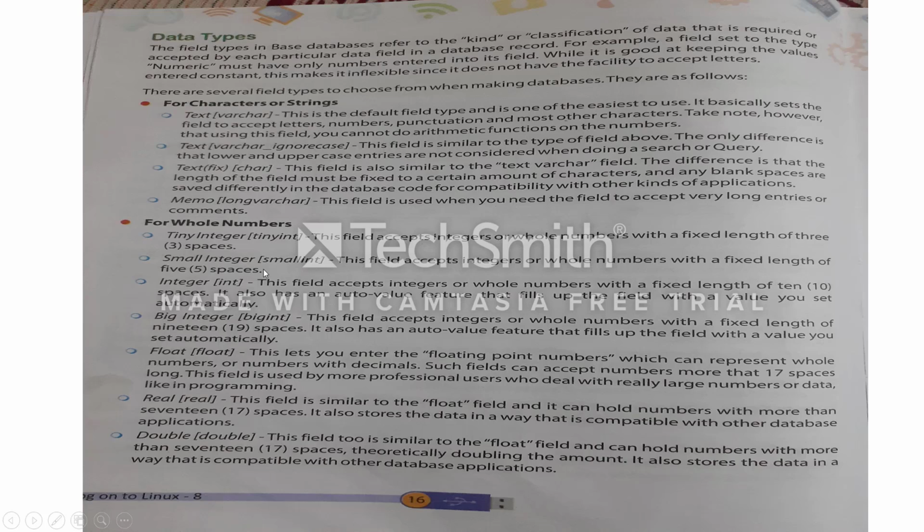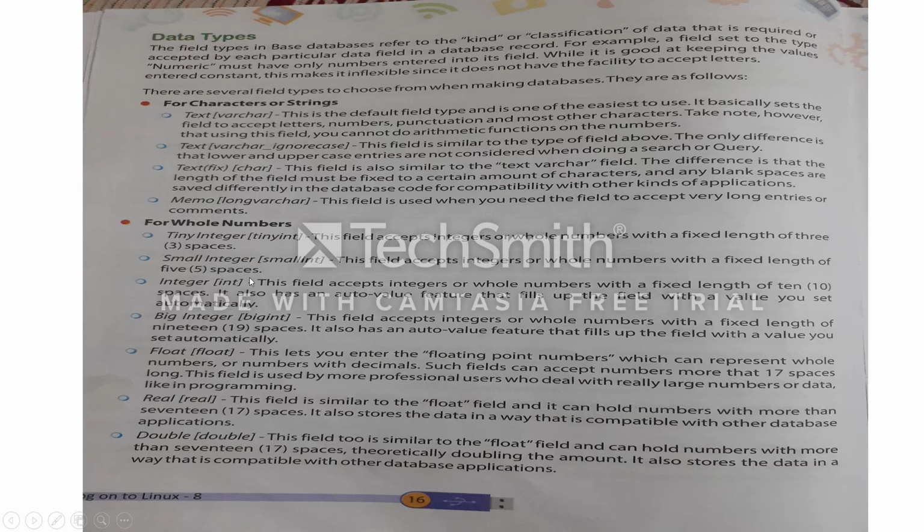So children, the very first one we have is called tiny integer. How do we write this? We write it as tinyint. This data type, children, accepts whole numbers of three spaces. That means you can enter 3 digits in this data type, like 304 or 405 or 432. This way just a 3 digit number is accepted in this tiny integer.